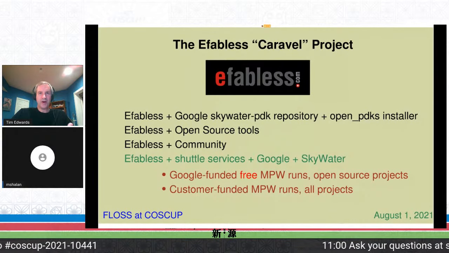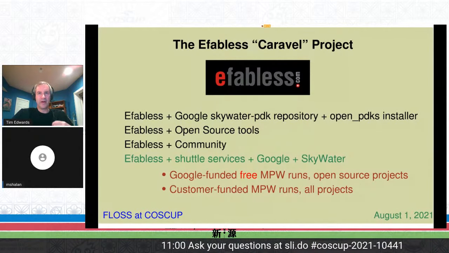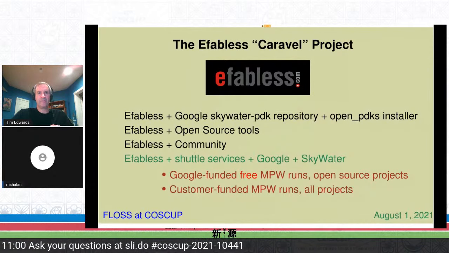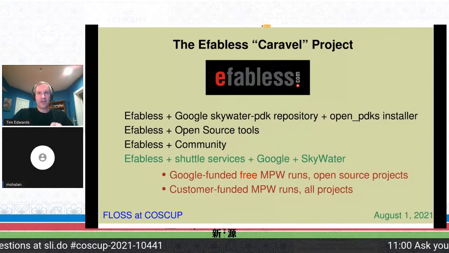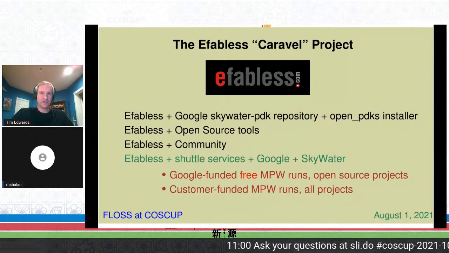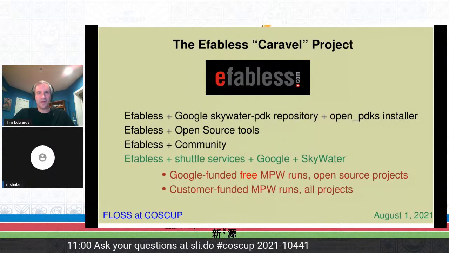efabless is managing the part of collecting the user projects, running checks for manufacturability, preparing all the data for tape out, and delivering the finished product back to the designer. We're also providing a series of shuttle runs called Chip Ignite for a fee comparable to other shuttle services with terms that are less restrictive than the free shuttle runs underwritten by Google.